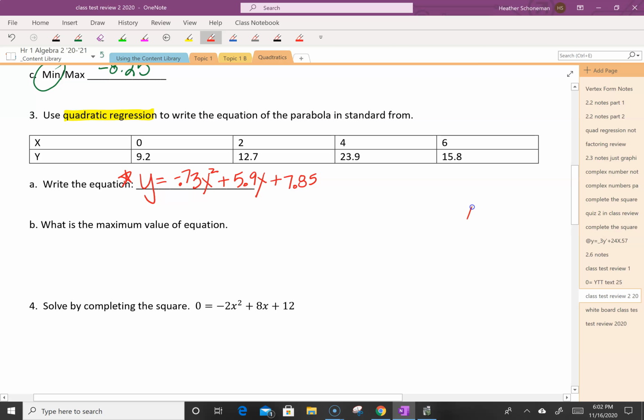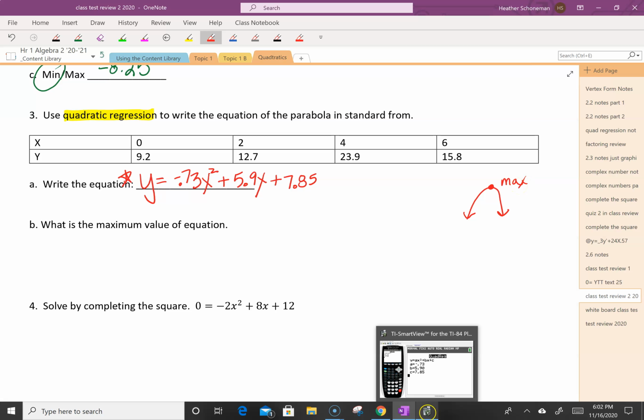Now it says it wants us to calculate the maximum value. Well, this graph starts with a negative, so wouldn't it open down? So wouldn't the vertex be the maximum value? All right, let's check it out. Let's calculate what it is.